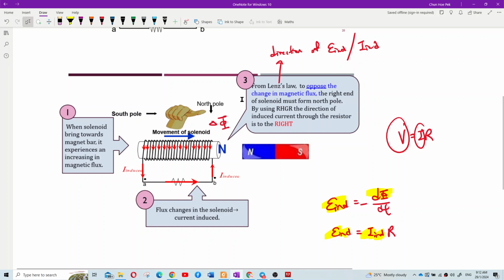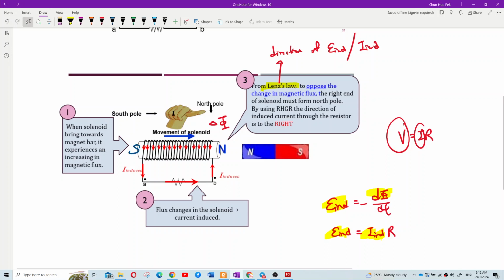So what is Lenz law? Lenz law says if the solenoid move towards the magnet, this part will become north pole also. Same pole. It try to oppose the motion. It try to oppose the changes. Bila nak mendekati, ini jadi same pole, become north pole. Okay. So here become north pole, and this part will become south pole.